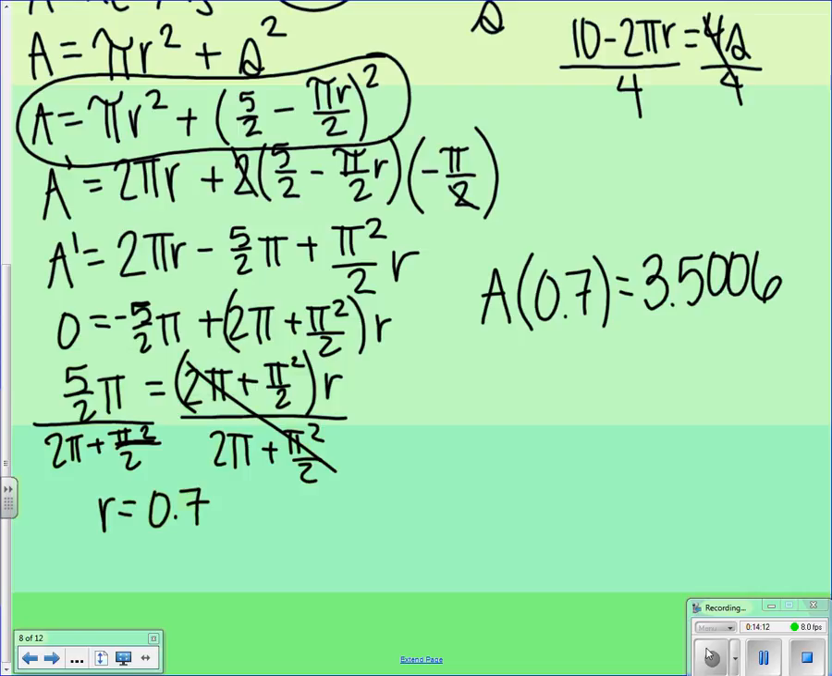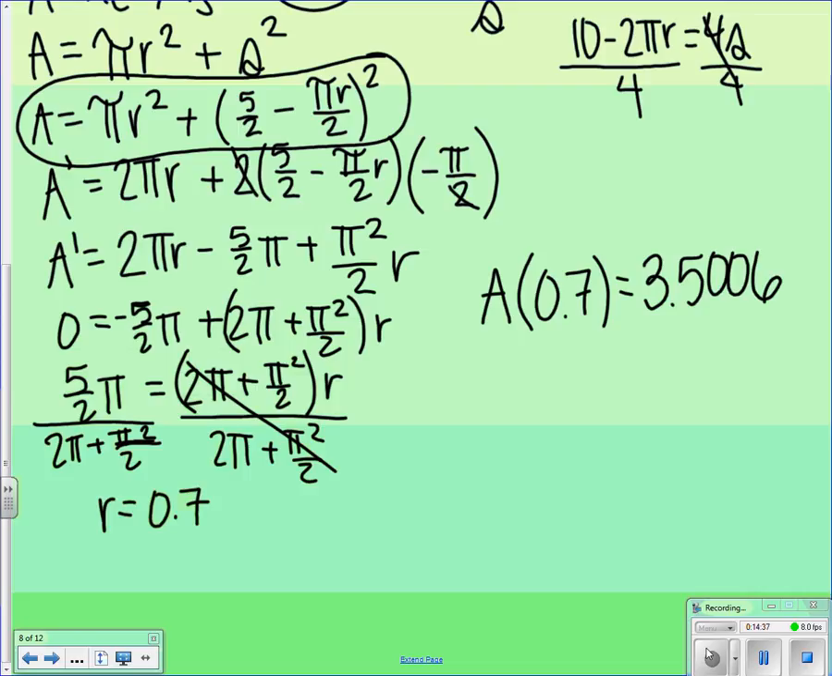They used an x, if you flip back a page, they used an x to represent the circumference of the circle, and then they used 10 minus x to represent the perimeter of the square, whereas we set those two added together equal to 10. And so that's why they have a slightly different critical number than us, because they set up the problem differently. But you'll notice that we still got the same area there.